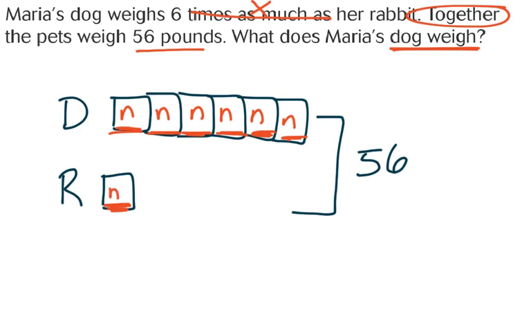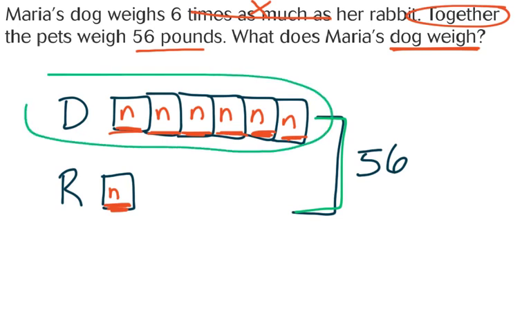Now, the total weight is 56 pounds. We need to figure out what does just her dog weigh. This is the part we're looking for. In order for us to find that part, though, we first need to find our missing value. So go ahead, take a second, and draw this in your notebooks. If you need more time, you can pause the video.